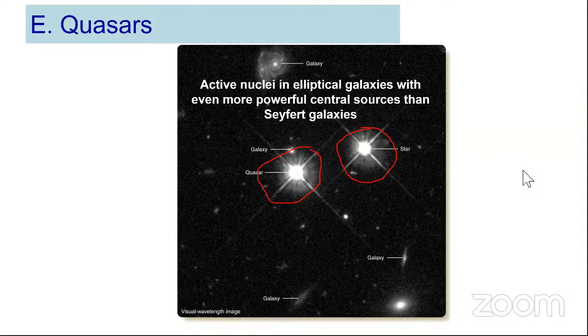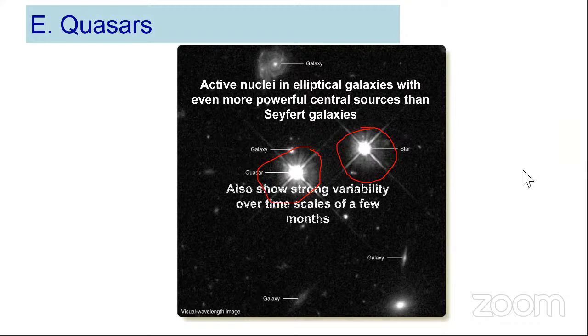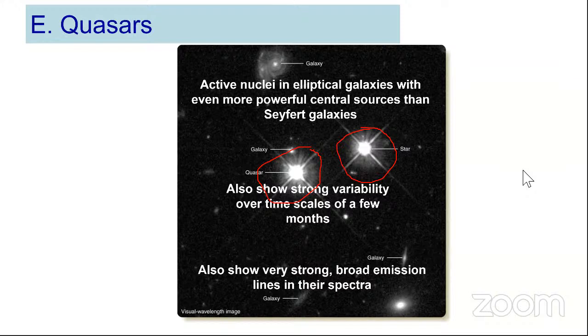The star may be inside our own Milky Way galaxy, and the quasar may be a couple of billions of light years from us. Even though it is so far away, we can still see it very brightly, because it has so much energy. And they do show very strong variability on the time scale of just a few months, just to tell you how big they are.